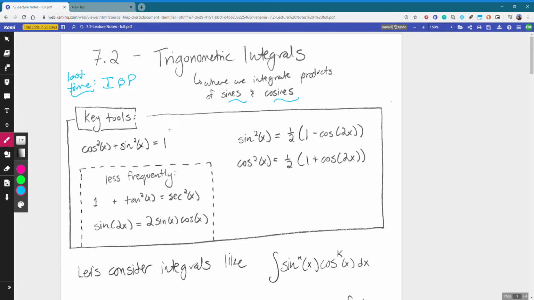So to start, if one trig identity comes to mind, it's probably this one: cosine squared plus sine squared equals 1. Pop quiz, why is this equation true?